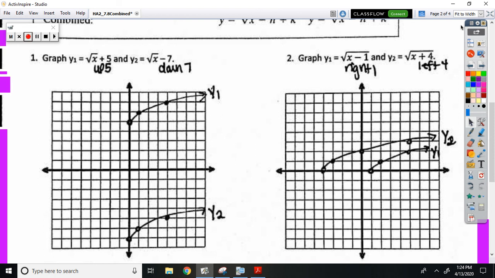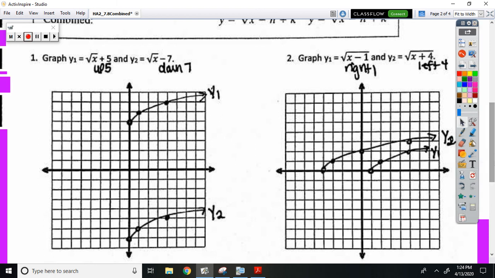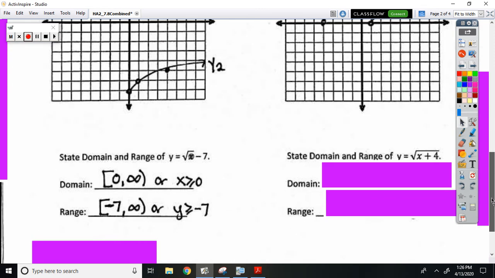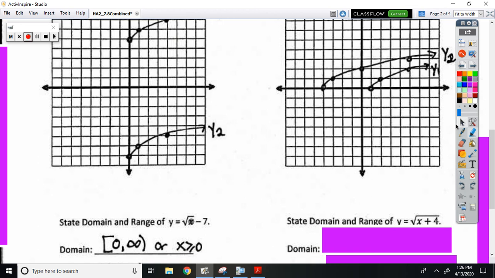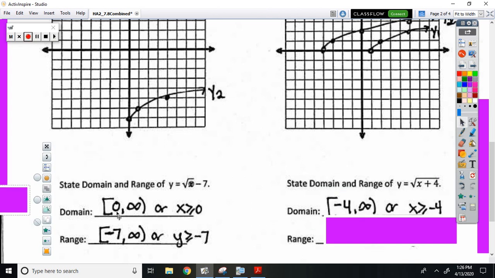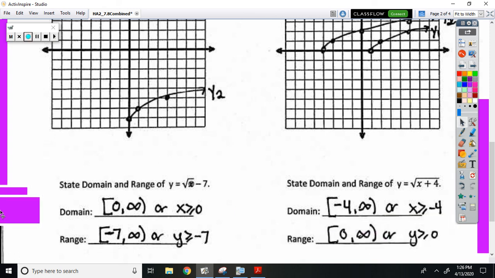Go ahead and pause the video, see if you guys can find the domain and range of this function on your own. When you're ready, press play and I will explain it for you. All right, so for our domain, we should be saying that x is greater than or equal to -4 or -4 to infinity. And our range, the smallest y value is 0. The highest is infinity. So 0 to infinity, or y is greater than or equal to 0.